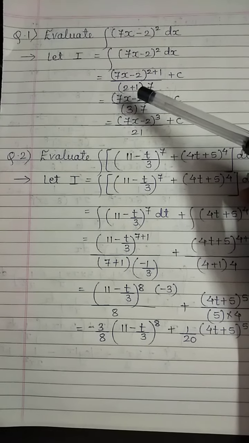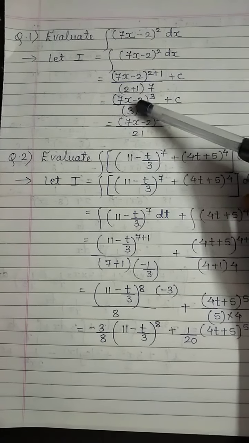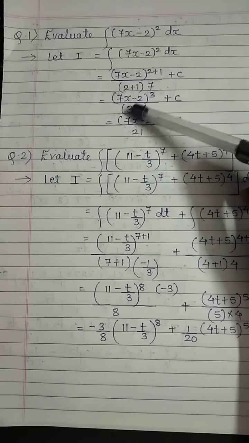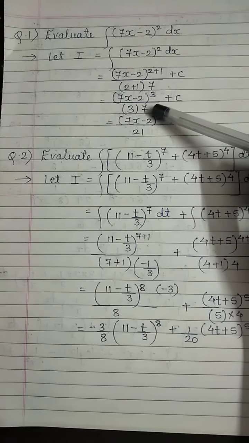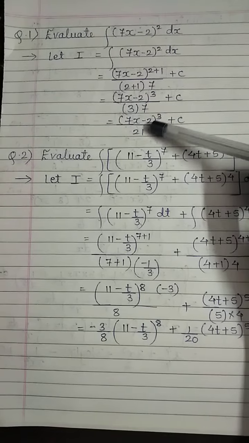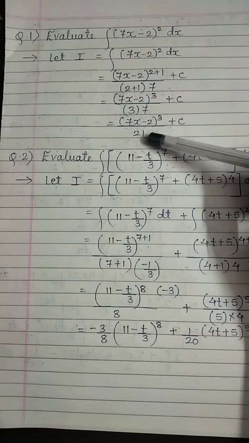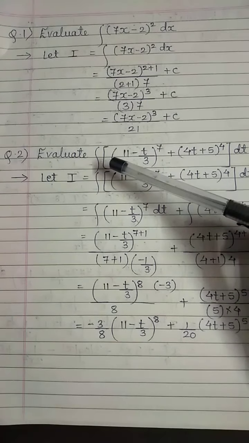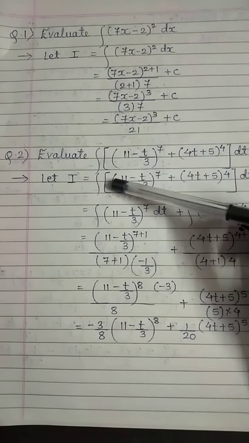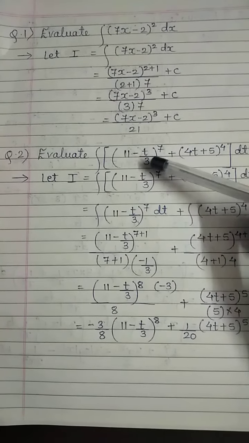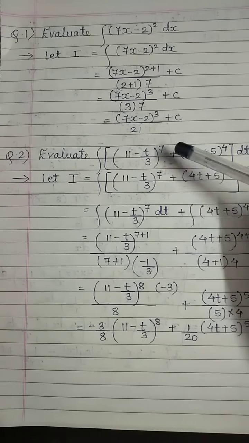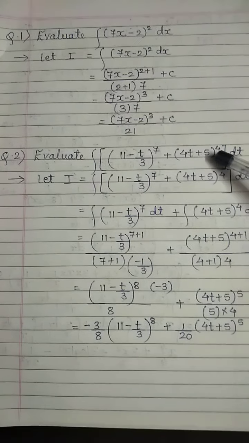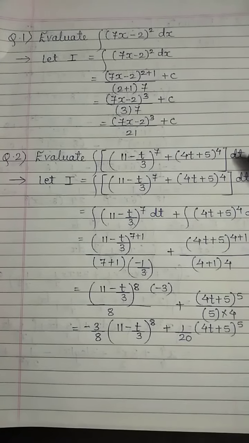So after simplification we can write (7x − 2) bracket raised to 3 upon 2 + 1 is 3, into 7. So (7x − 2) the bracket cube upon 21 plus c. Now question number 2. Evaluate the integration of ((11 − t)/3) bracket raised to 7 plus (4t + 5) bracket raised to 4 dt.